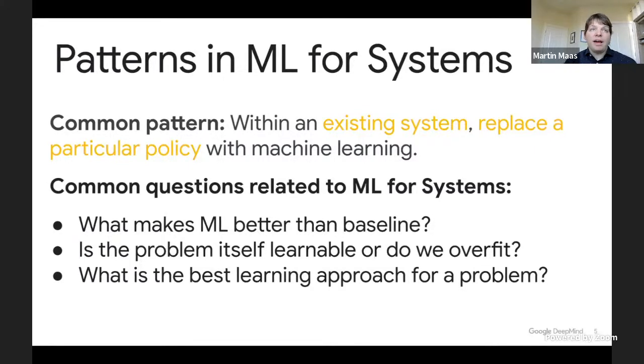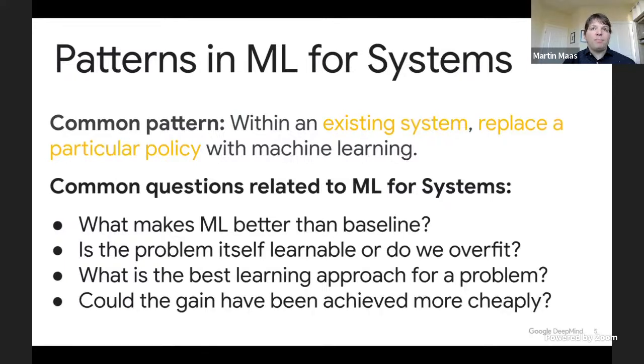Somewhat related, there are many different ways machine learning could be applied to any given system problem. So how do we know what the best learning approach is for a given problem? And finally, once we have applied machine learning and we have seen a gain, could this gain have been achieved more cheaply, either using a conventional technique or using a cheaper machine learning approach? These questions are universal, and they span all the various different areas in which machine learning is applied in a systems context.